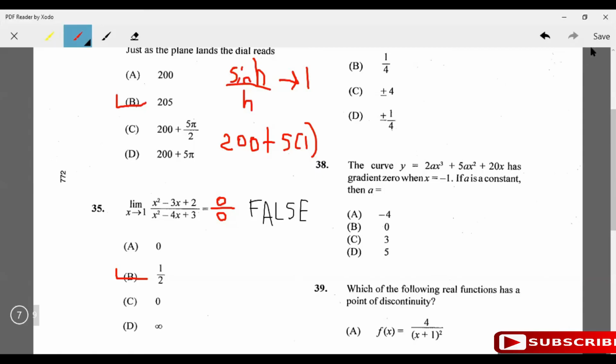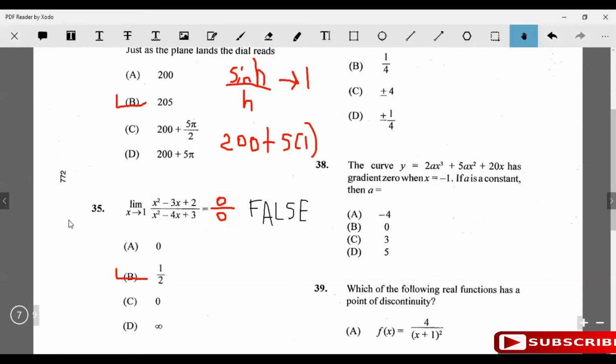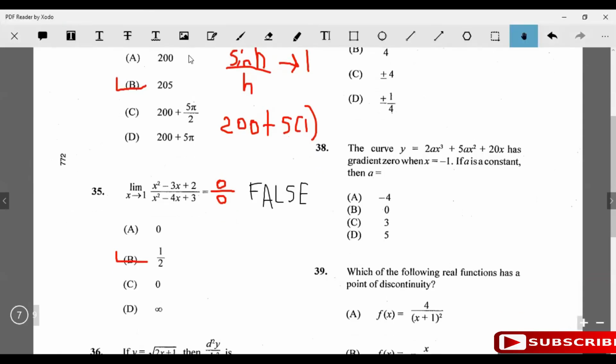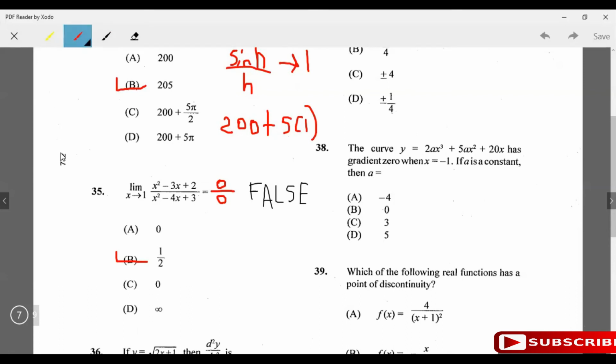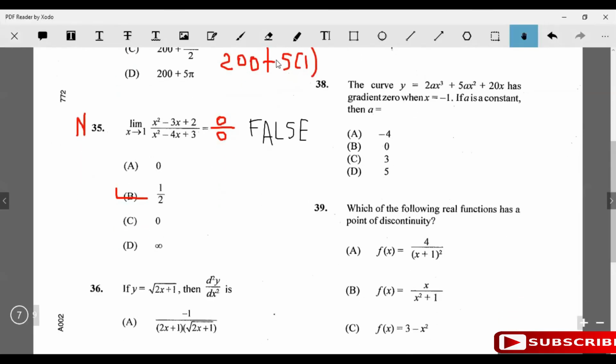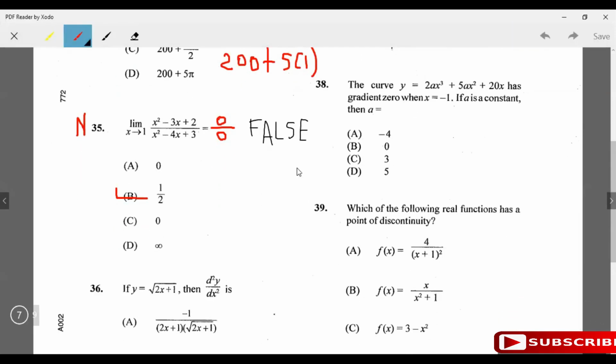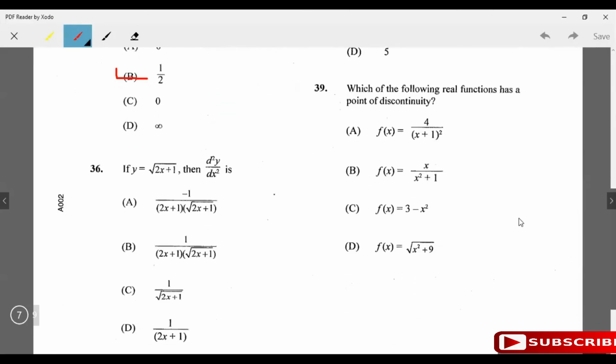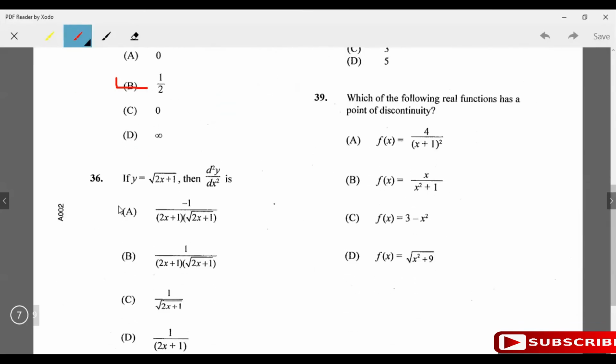Easy question, soft. This is also a new question, so let's write down N for new. Question 36. This is the most boring question on the paper. This comes every year. Option A. All we're going to do is use product rule or quotient rule and differentiate this.